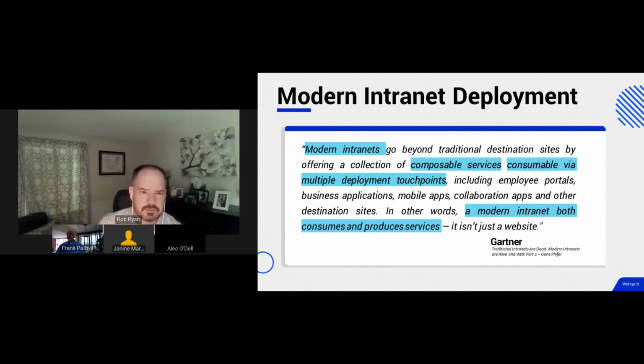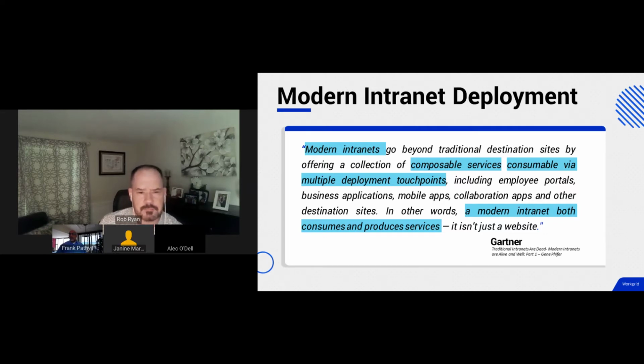Now, Gartner's stance here is that a modern intranet needs to go further. It should be a collection of composable services, experiences, touch points that ultimately reach into the business applications and portals and services that an employee deems valuable. It's not just a website.